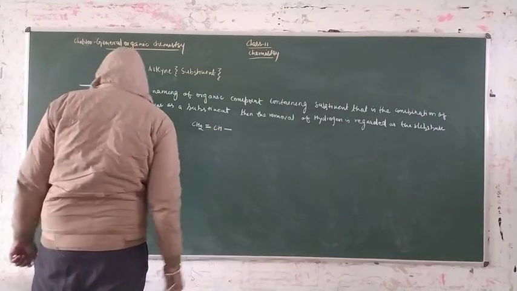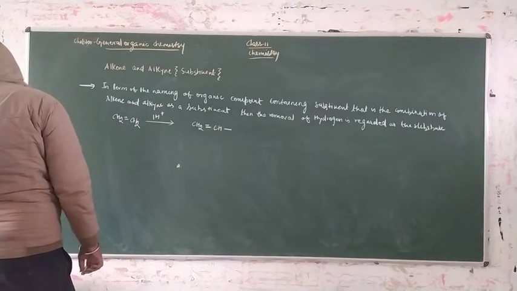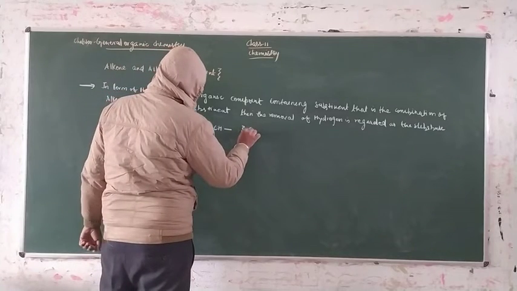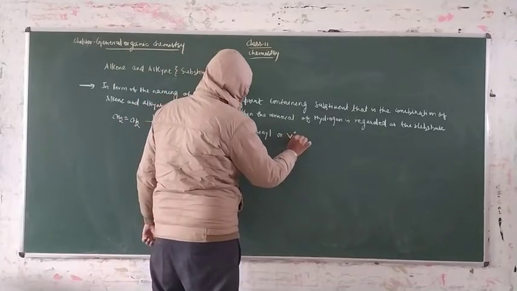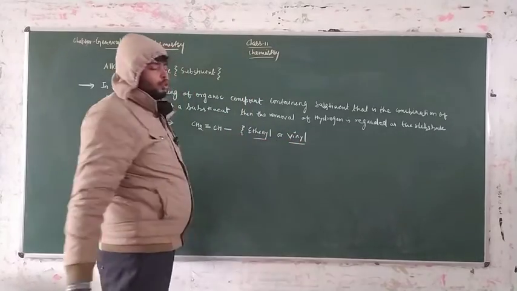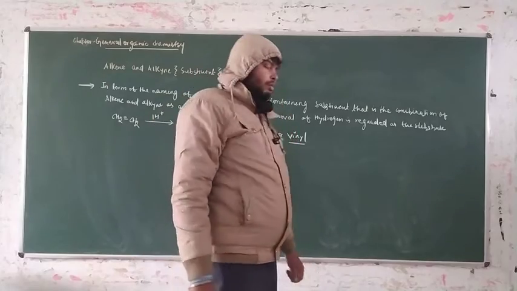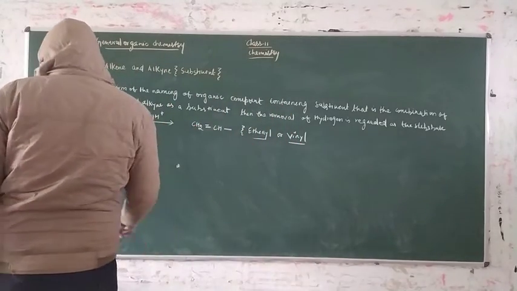That means we have to follow some examples for this. This is CH2, this is CH2. When you remove one hydrogen from this, your formation is CH2=CH-. That is the naming here. This is ethenyl or vinyl. That means both names are used in IUPAC naming. This is your first example.